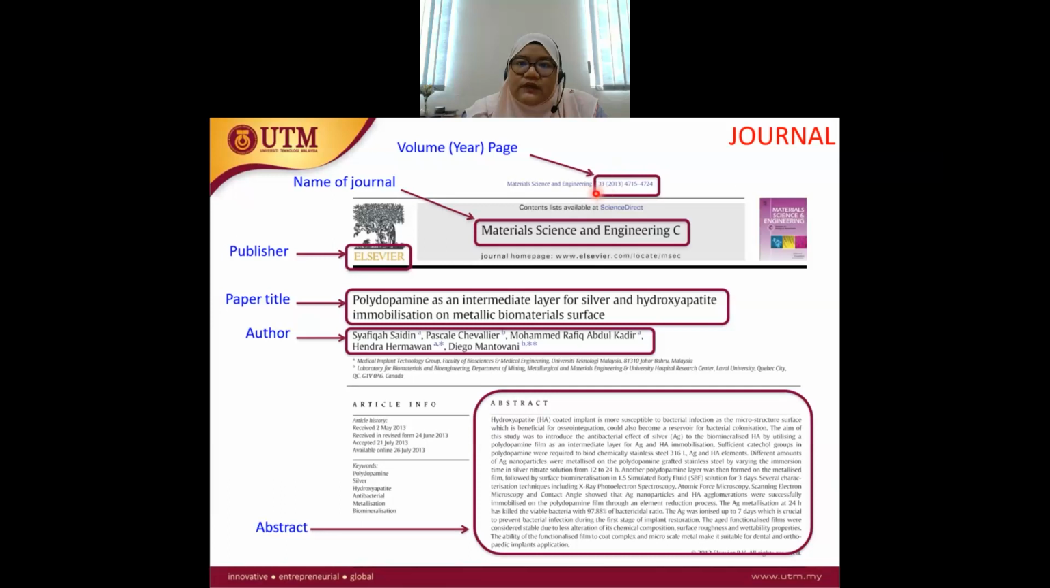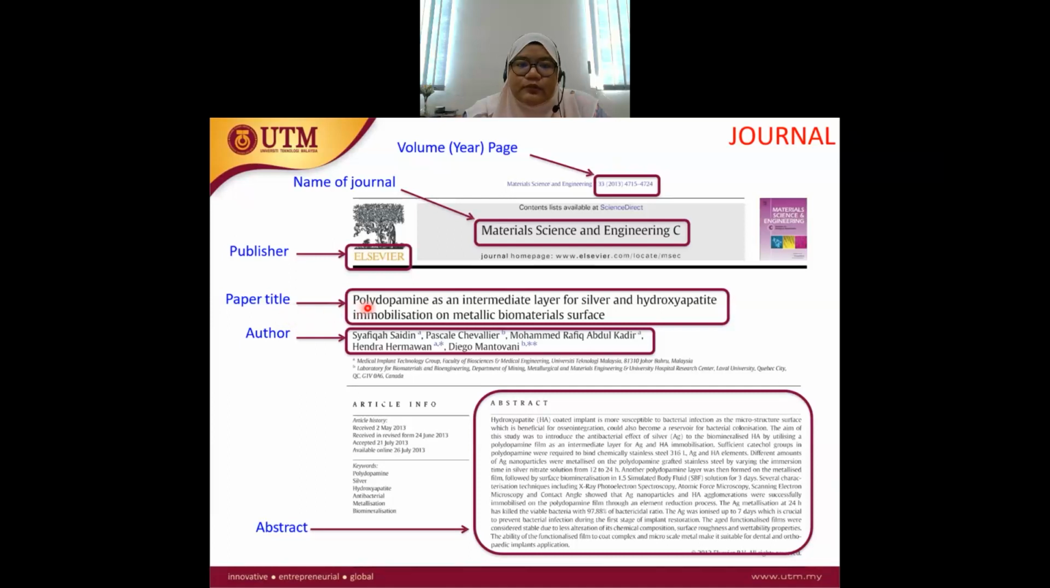Okay, so this one is the volume of the paper published. The volume is 33, the year is 2013. This one is the page number. Materials Science and Engineering C is the name of the journal. Elsevier is the publisher. There are so many publishers, one of them is Elsevier. There are Wiley, Springer.